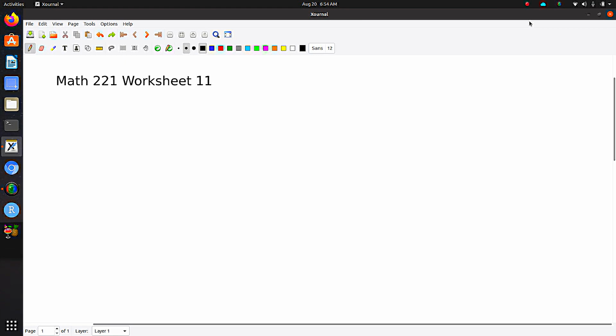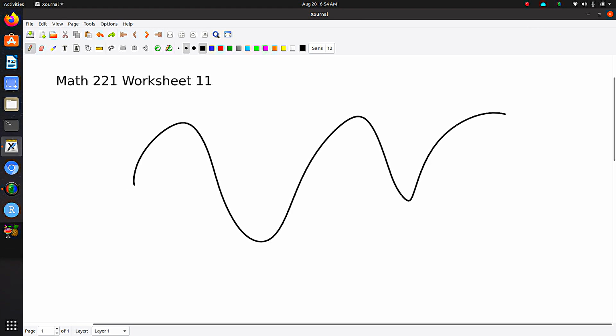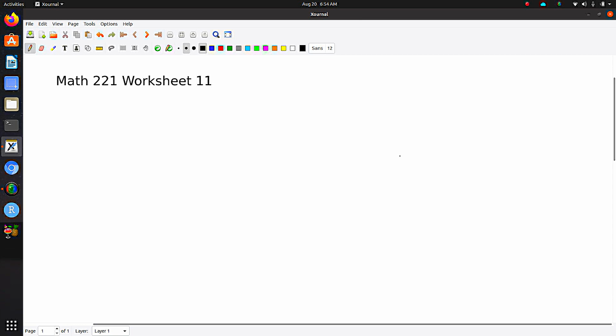But there's a question on the worksheet where there's this crazy curve, and then I'll try to make a better crazy curve. And you're supposed to say whether the derivative is positive, negative, or zero, and whether the function is positive, negative, or zero, and the concavity, or in other words, the second derivative is positive, negative, or zero. Okay, so let's try to talk about that.